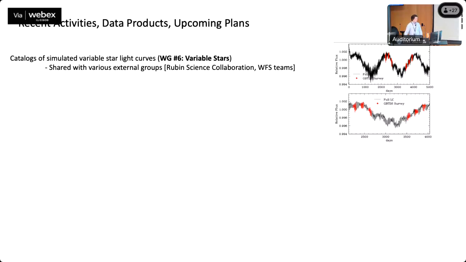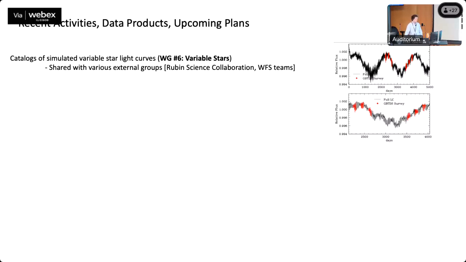The next few slides, I'll just give some updates on recent activities, some data products we've generated as a PIT and delivered, and some upcoming plans. As you can imagine, stellar variability is very important when you consider stellar transient phenomena like microlensing or transits, or anything really. So our working group 6, variable stars, generated catalogs of thousands of variable star light curves. This is just one example on the right, showing a long-term stellar variability trend, and in red are the GBTDS seasons, with or without microlensing events injected in them.